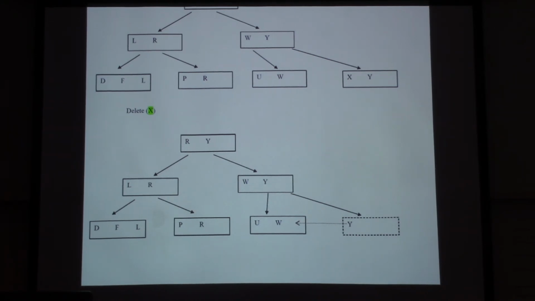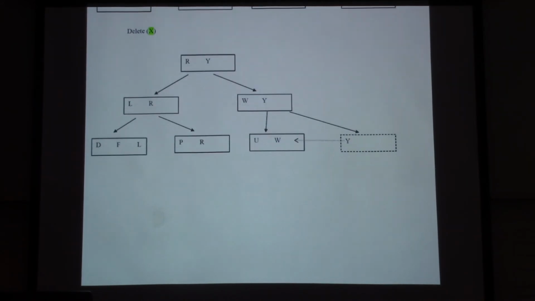We only need 1. So therefore we can merge these 2. And once we merge these 2, then the root is no longer necessary. So that's what we're going to do. We're going to merge those. So the U, W, Y is merged.